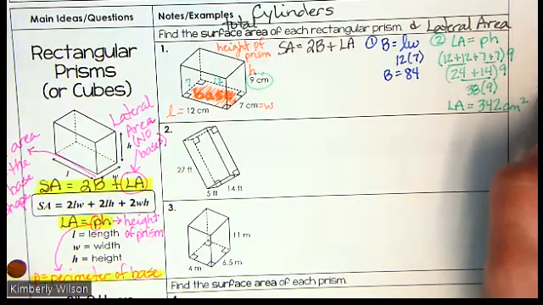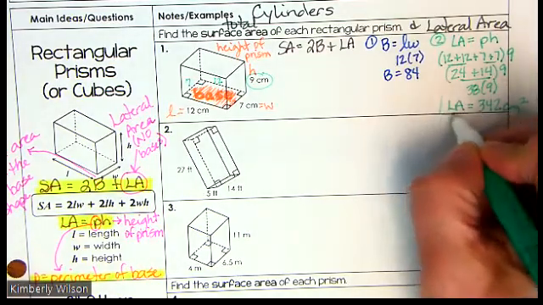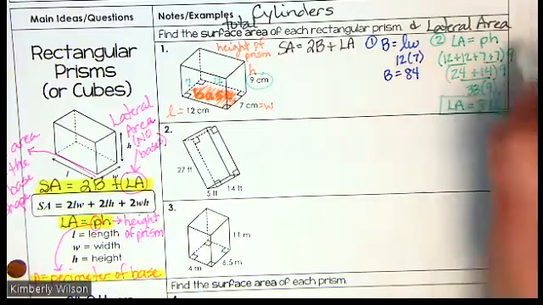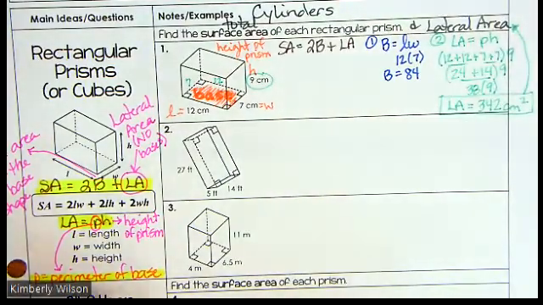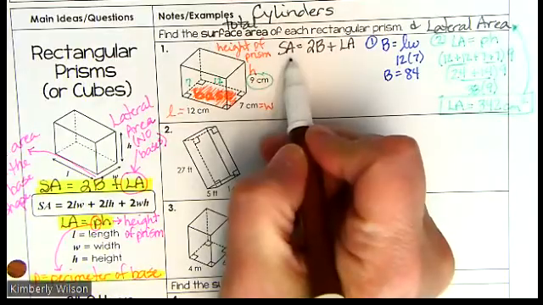So I've got centimeters squared. So this is my lateral area. I just found this answer. Okay, now we're coming back to over here where I've got to find the total surface area.